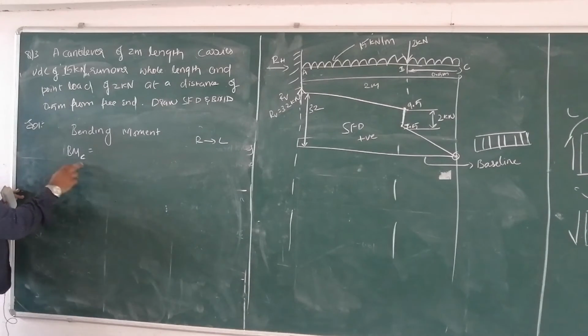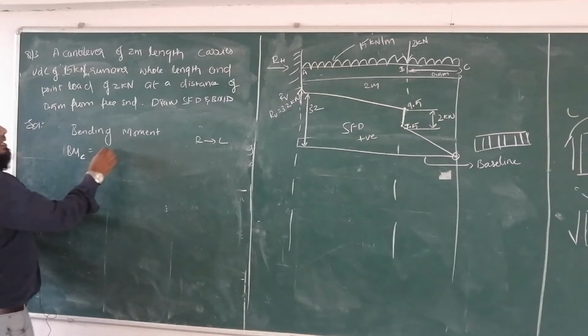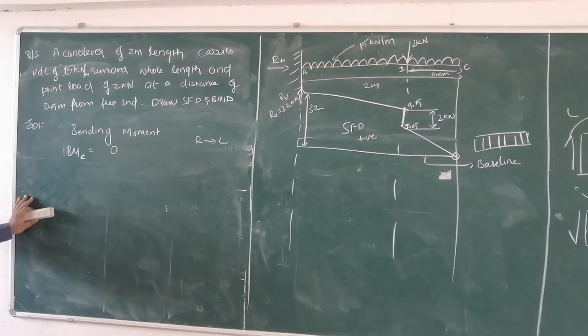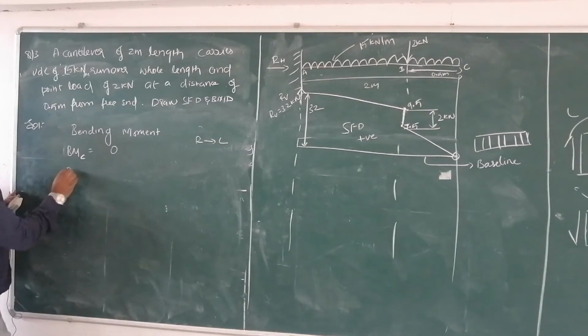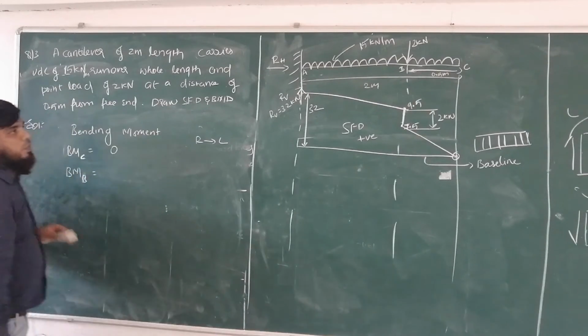C point. So bending moment at point C is equal to, before point C there is no load. There is no load. Hence the moment will be equal to 0. Next, you have to take bending moment at point B.